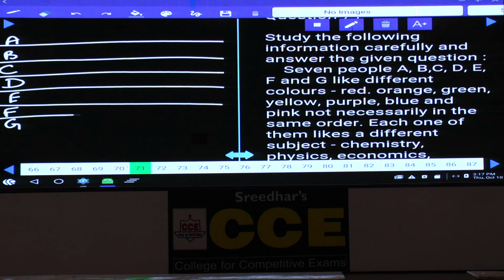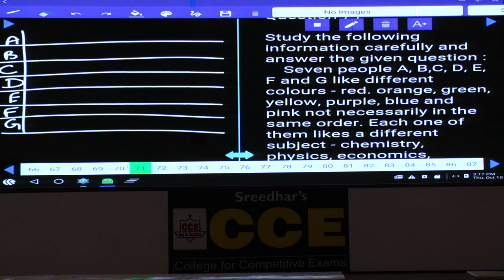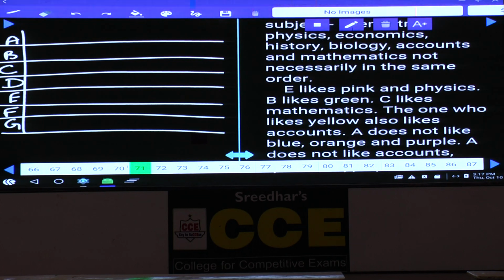Now 2 parameter distribution, then condition number 1. Tell me what information we have. The first one: E likes pink and physics. The color is pink, and the subject is physics. This is definite information, hence we have fixed this one. C likes mathematics, and B likes green. The one who likes yellow likes accounts, hence yellow and accounts must be together.